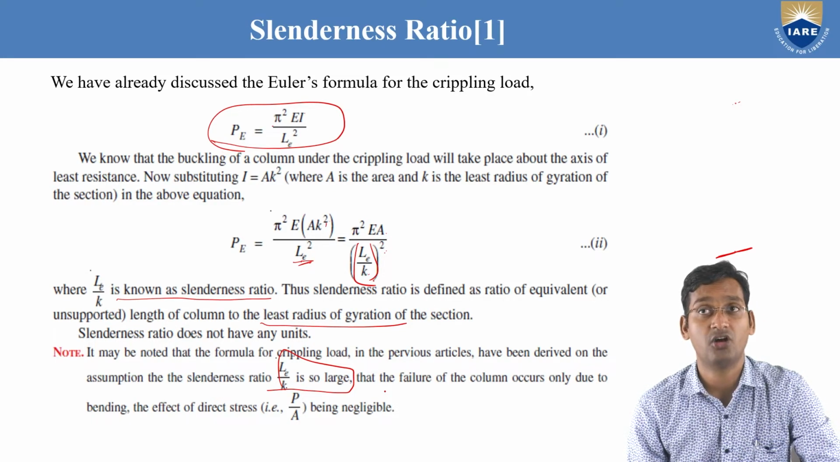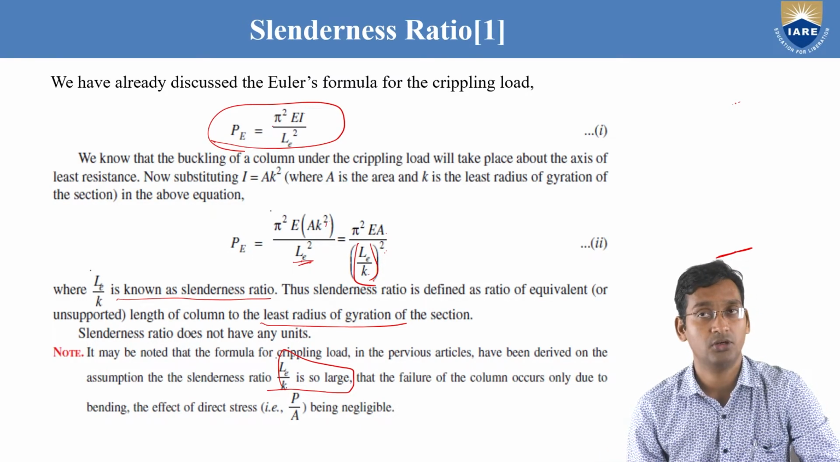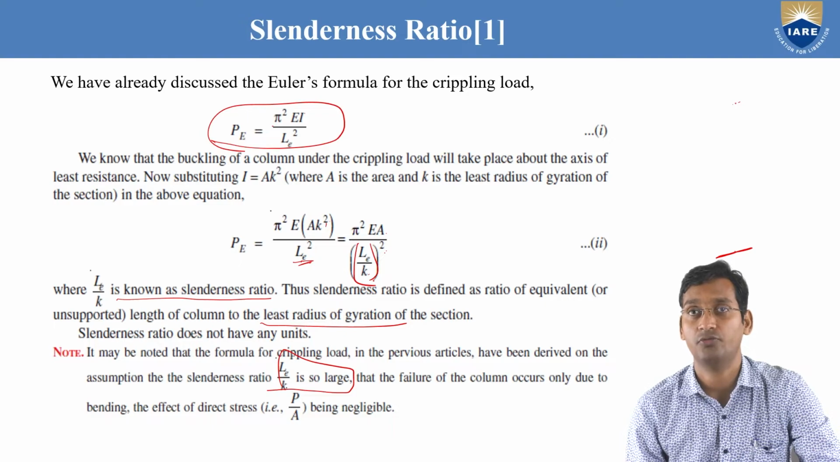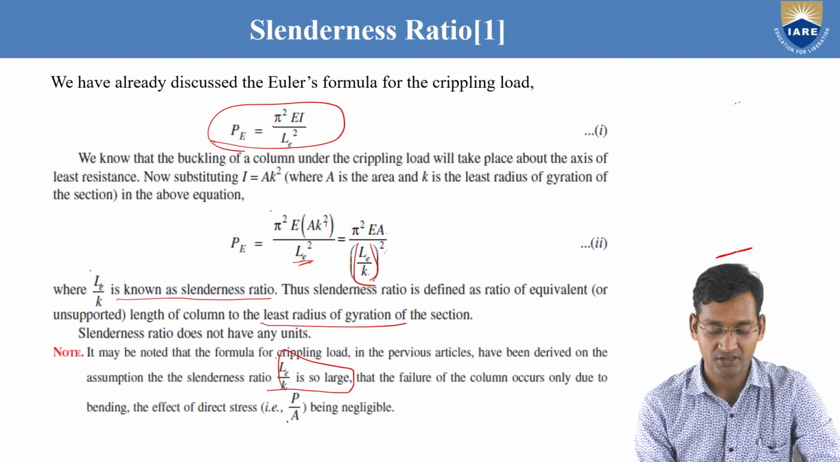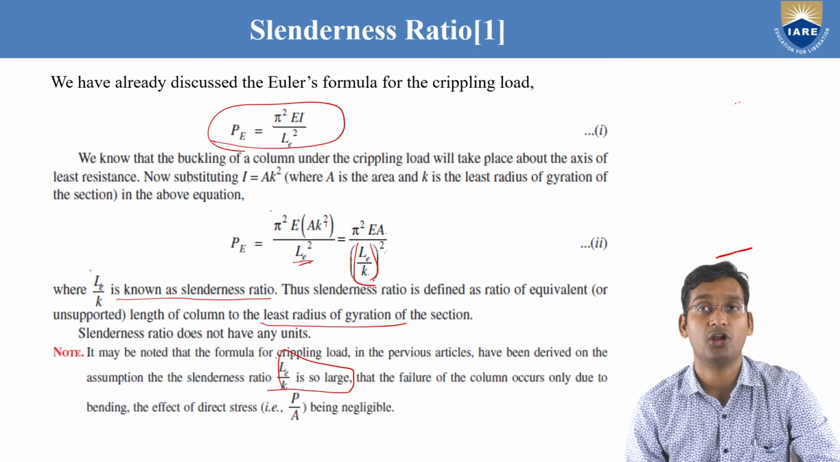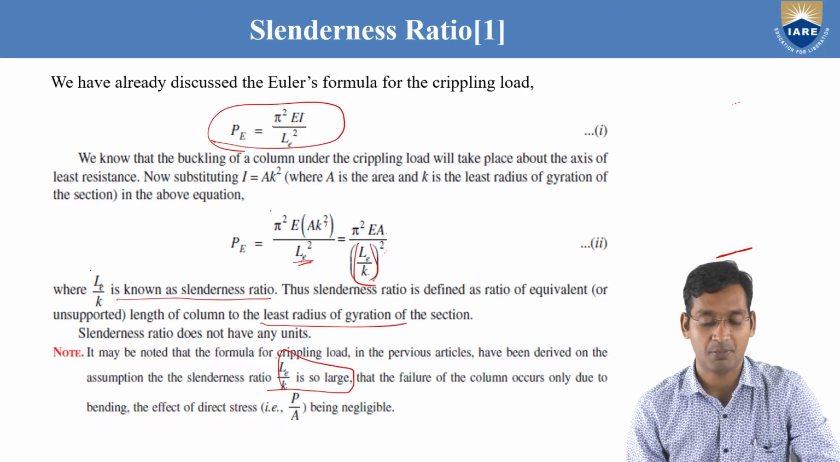Thus the failure of the column occurs only due to bending. So if LE by K is very large, then failure will occur only due to bending. If it is small, then direct stress will also be a reason for failure. So the effect of direct stress, that is P by A, is negligible. But in a short column, P by A is not negligible. P by A will be effective, and because of that, the bending will be there. So this is applicable only for the long column.